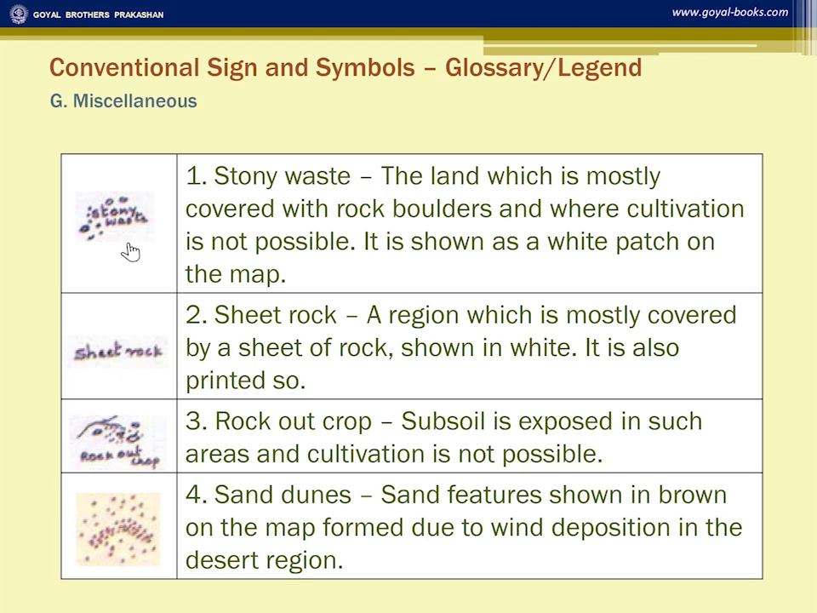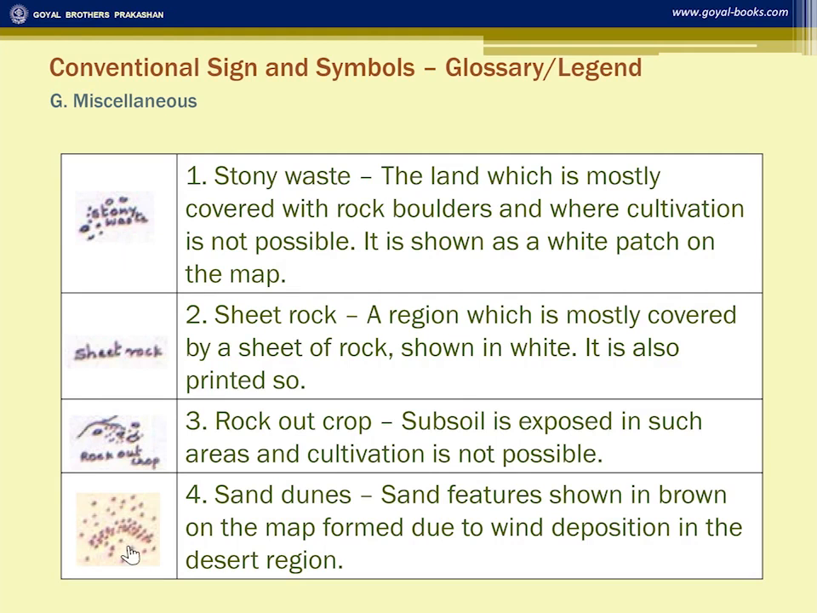Sheet rock is the region covered by a sheet of rock, shown in white, and it is also printed in the same manner. Then you see rock outcrop. There the subsoil is exposed, and you know subsoil is not fit for cultivation. Hence that is explained in this manner. But it's very easy to pick out because it is printed in the same manner on the survey sheet.